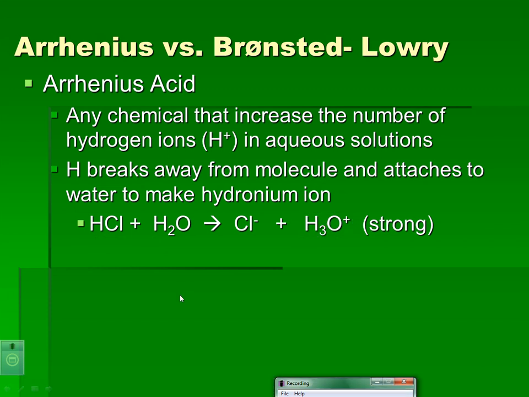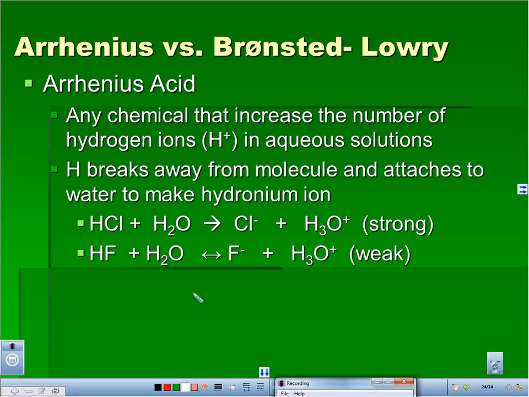Now, the next one is weak. What do you notice different about those 2 equations? One's HF, one's HCl. What else? One's got a double arrow. Yeah. What that means is this goes to the right and to the left. It's in equilibrium in both directions. When it says strong and I have a full arrow here, that means that 100% of HCl's break apart. 100%.